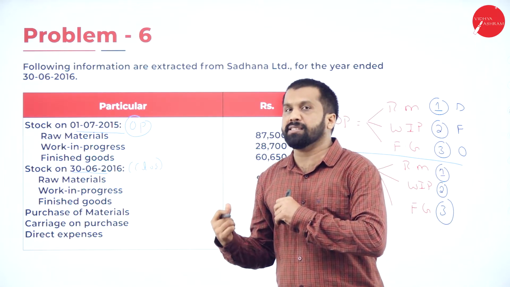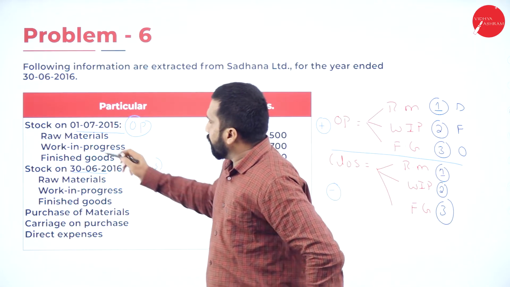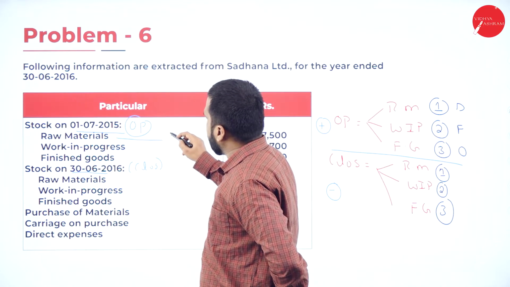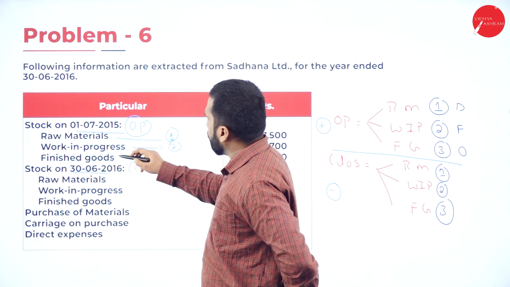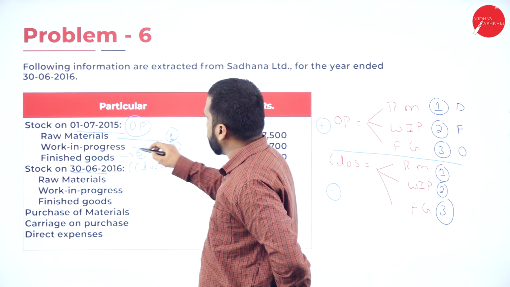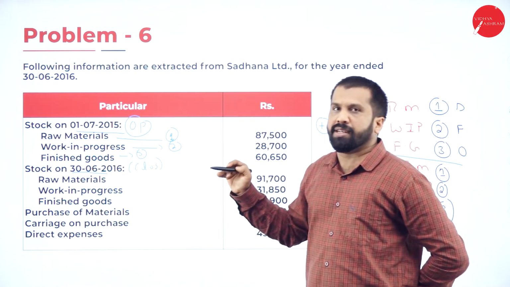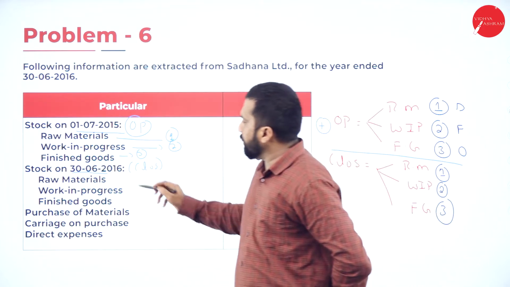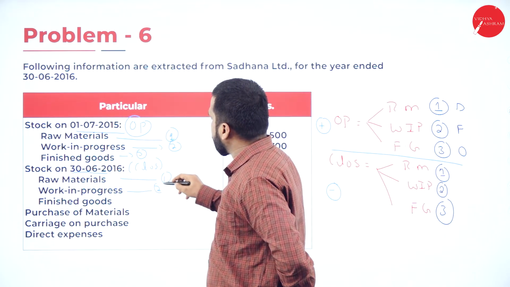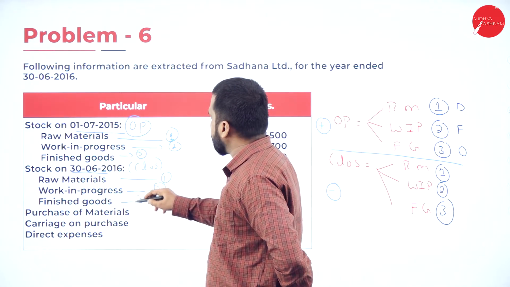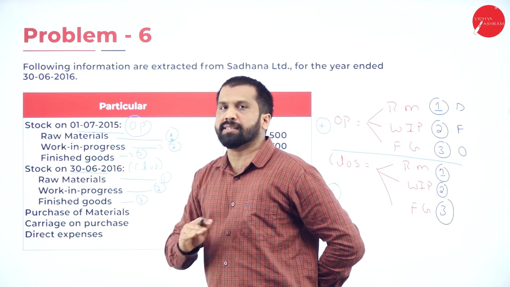Now, as per this question, raw material will go where? 1. Work in progress, 2. Finished goods, 3. Hope you are clear. Similarly, raw material 1, work in progress 2, finished goods 3. 1, 2, 3 is done.